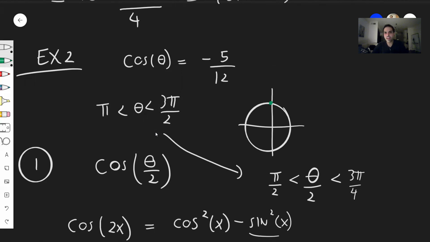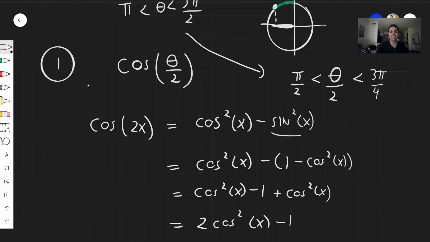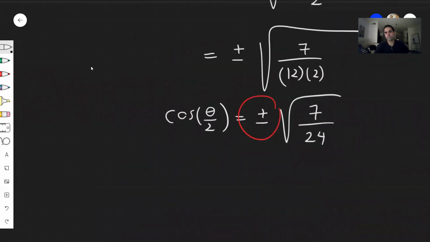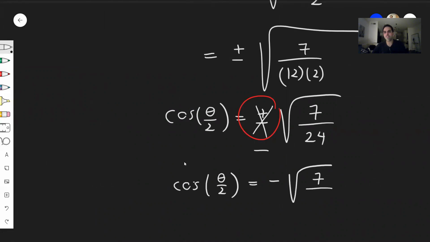So pi over 2 is 90 degrees. 3 pi over 4, I believe, is 135 degrees. So theta over 2 is actually in this region. And what is cosine here? Well, cosine turns out is negative because we are in this region. So the answer is minus. So again, just as before, the answer is minus, but careful, sometimes it could be plus, depending on where theta over 2 is. Cosine of theta over 2 equals minus square root of 7 over 24.